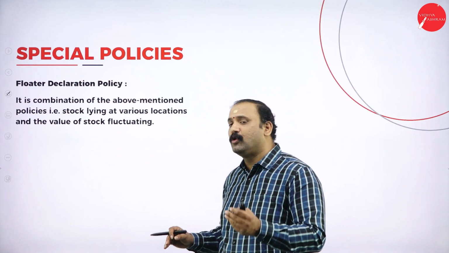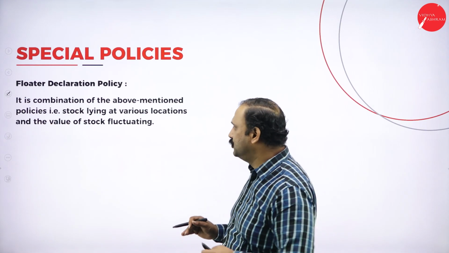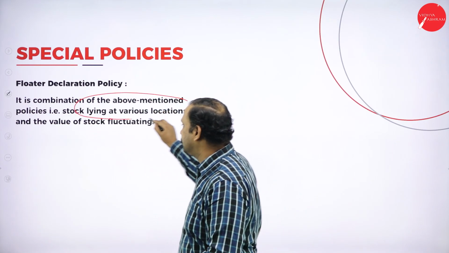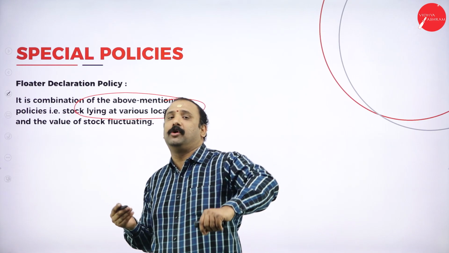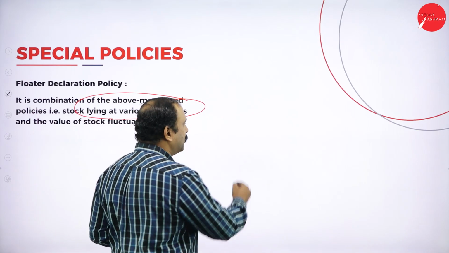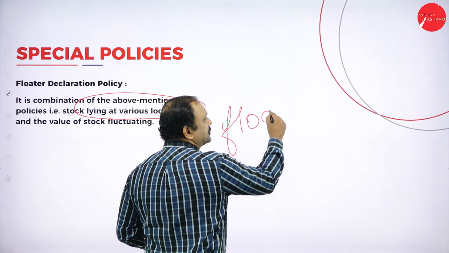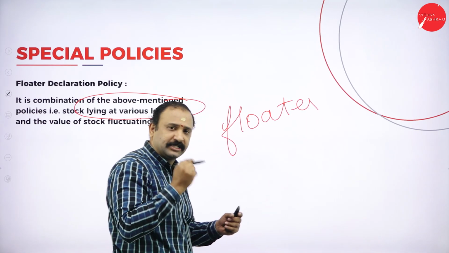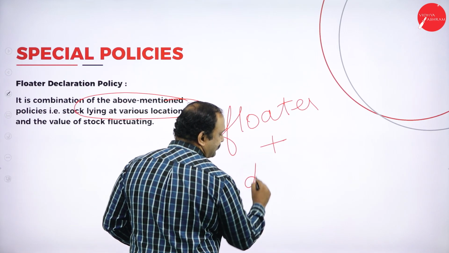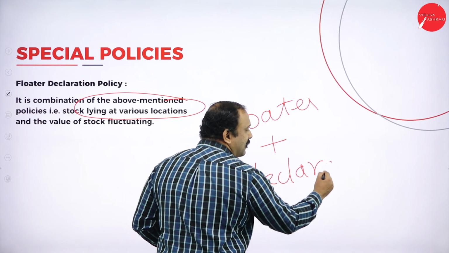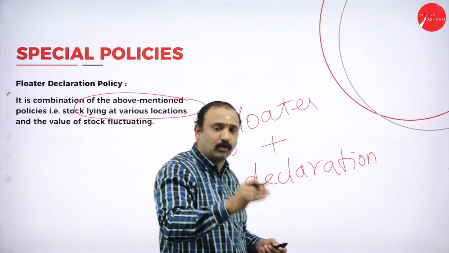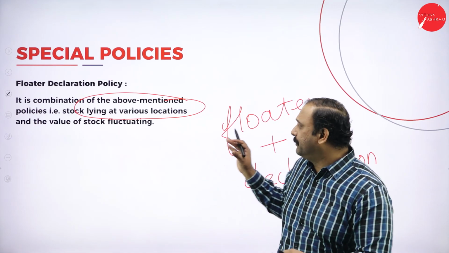Now, the next thing is the floater declaration policy. This is a new kind of policy which is a combination of the above mentioned policies: stock lying at various locations and the value of the stock fluctuating. So now I am combining both the policies, so that's why I call it a floater declaration policy. Now, floater means take one sum value and apply it to all the places, plus the declaration because there is a fluctuation in the stock. So you have both of them coming together, floater plus declaration policy put together. So both of them together is a combination factor.